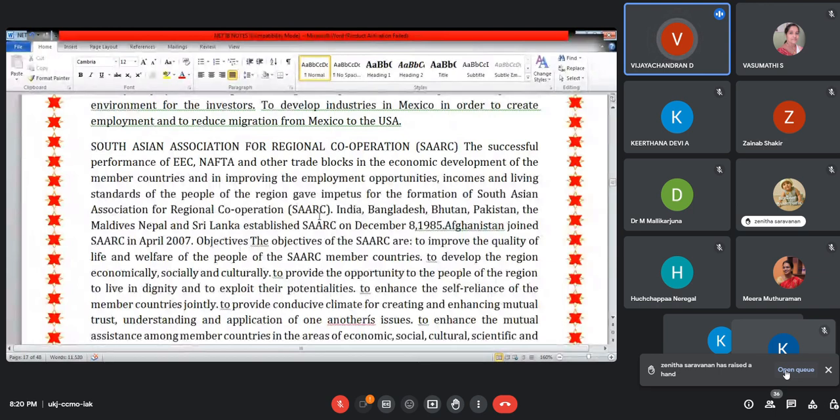What is the main purpose? It is to improve the employment opportunities, incomes, and the living standards of the people living in the region. So what are the members? There are seven: India, Bangladesh, Bhutan, Pakistan, Maldives, Nepal, and Sri Lanka. Afghanistan is also a member; in the year 2007, Afghanistan became a member of SAARC. It was established on December 8th, 1985.